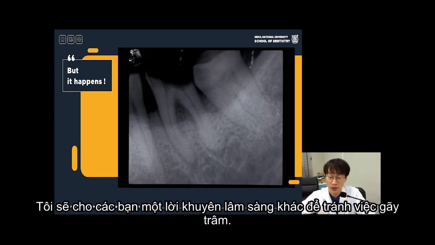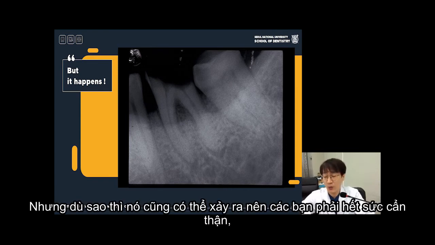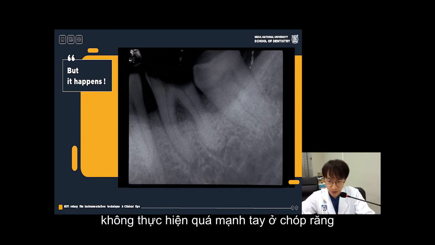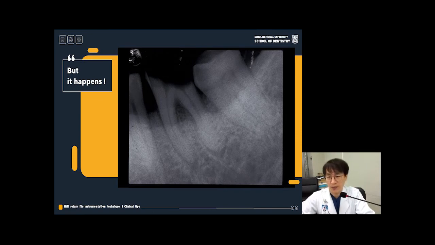So I'm going to give you another clinical tip to avoid that separation of the file. That's really helpful, whatever kind of nickel titanium file you use. But anyway, it happens, so you have to be very careful not to use it aggressively at the tip of the root, like with a severe curvature or S-type curvature. But it happens.